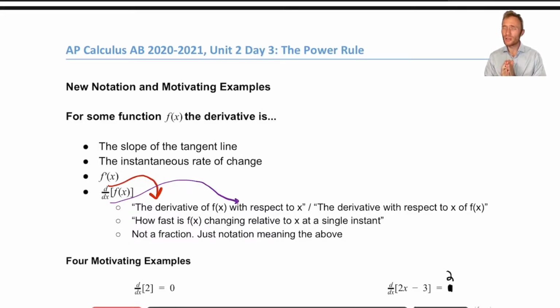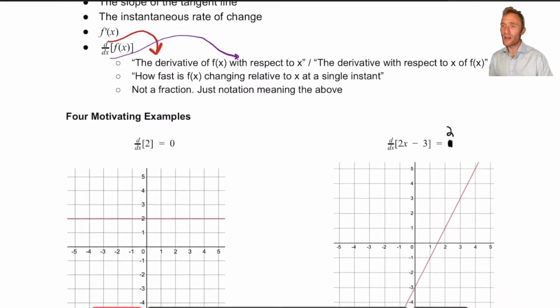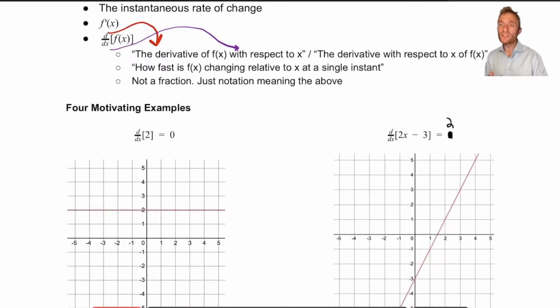Is 2 changing with respect to x? 2 doesn't care what x is. There's no x in that expression. The derivative of 2 is the slope of that flat line on the left. It's not changing. It's always 0.